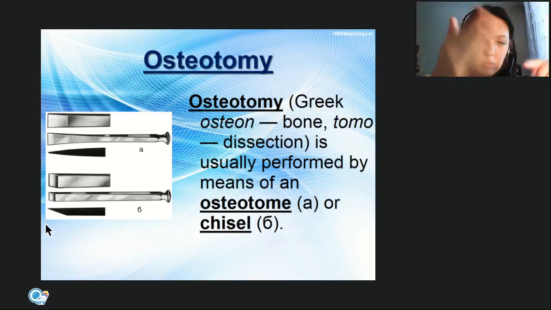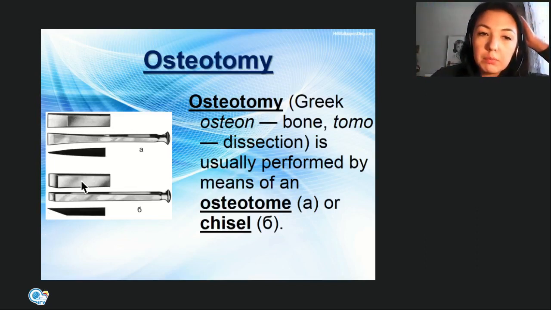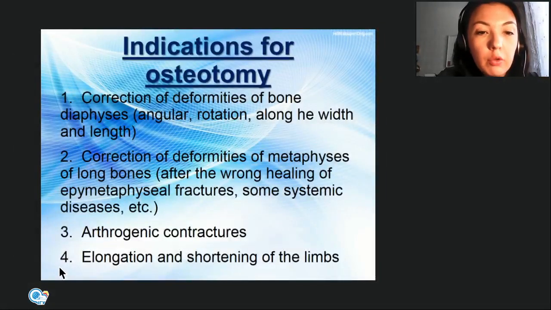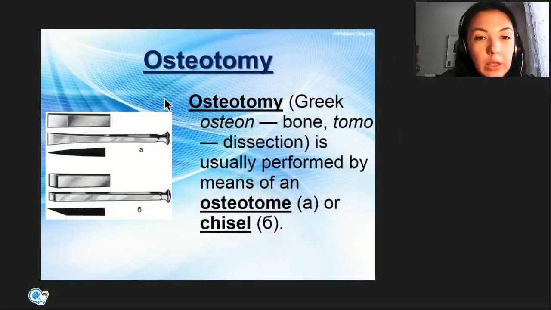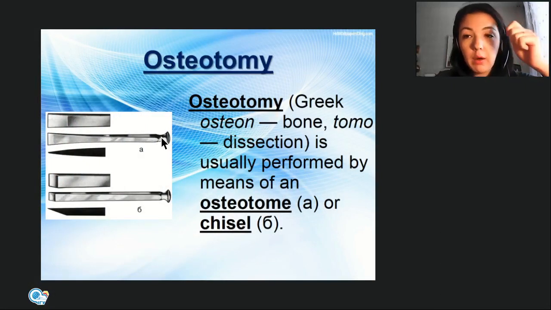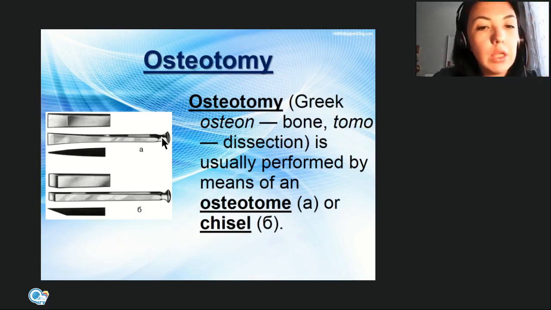So here you can see a sagittal section through the osteotome and chisel. Both of these instruments are used for osteotomy. Certainly, you see there is another end of this instrument: you put the chisel or osteotome on the bone, you take a hammer and you start beating, and that's how you perform a dissection of the bone.